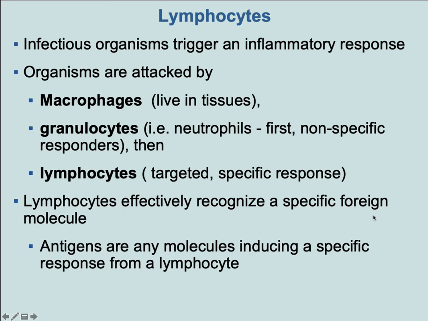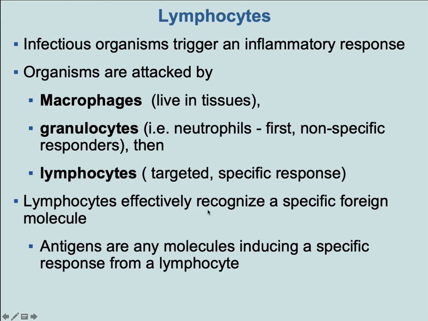Now we're going to talk about lymphocytes. Lymphocytes are triggered to act by infectious organisms. Those organisms can be attacked by macrophages, granulocytes, or lymphocytes. The lymphocyte is the one we're going to talk more specifically about. The other two will wait until the blood unit.